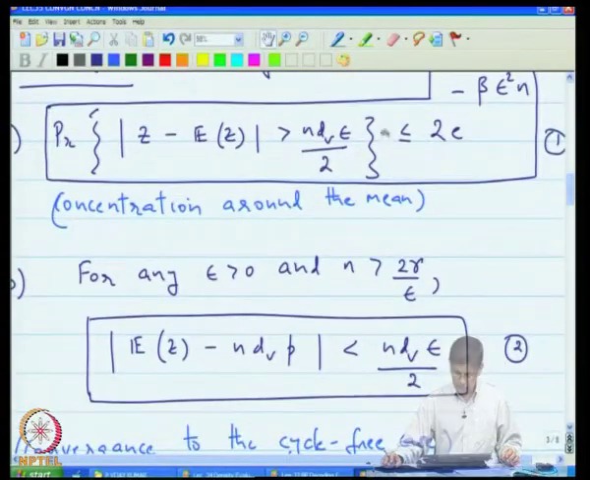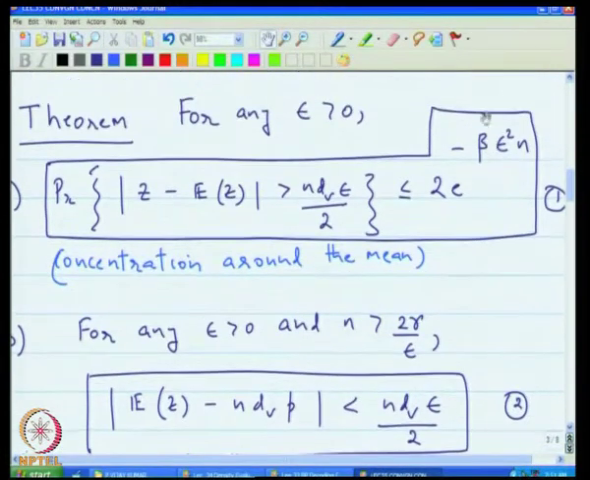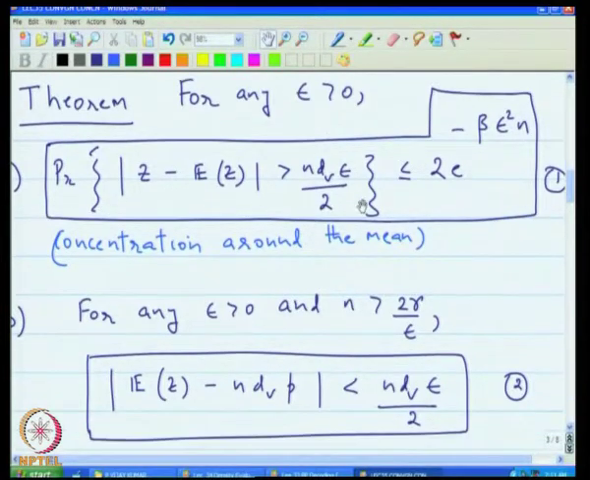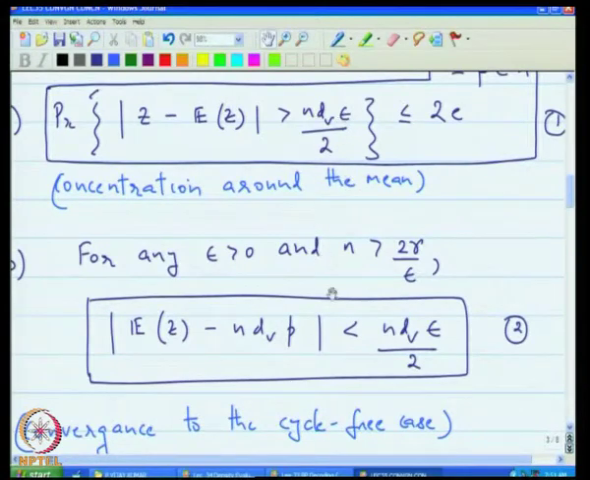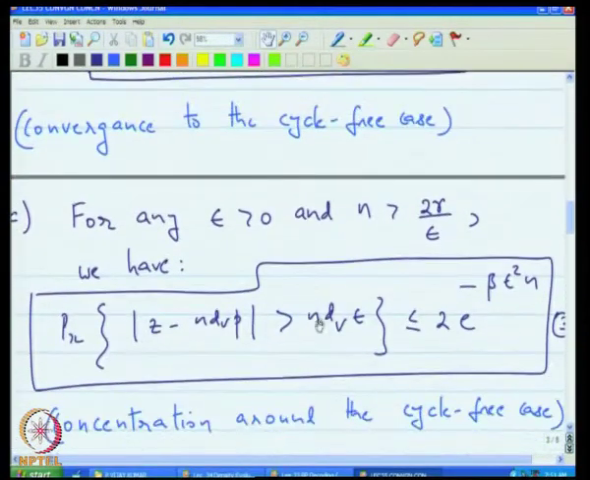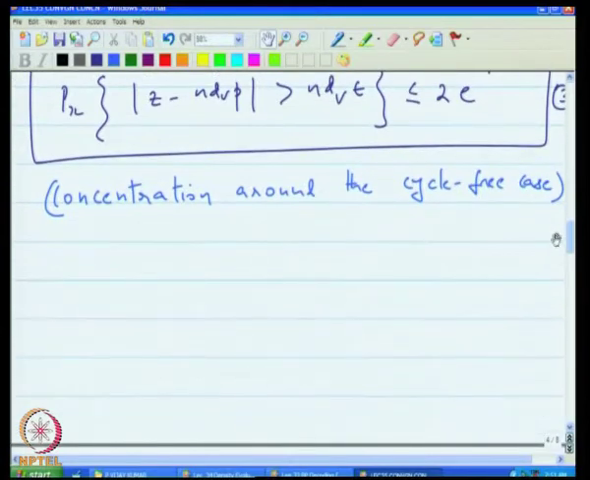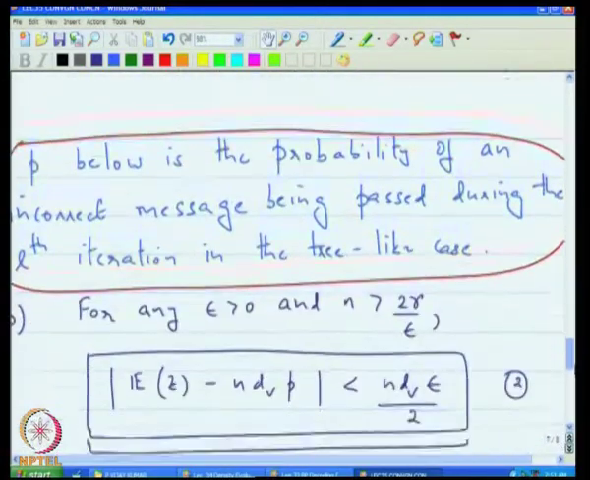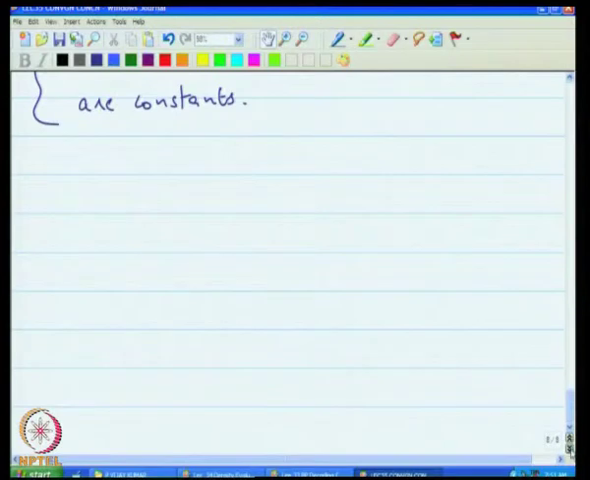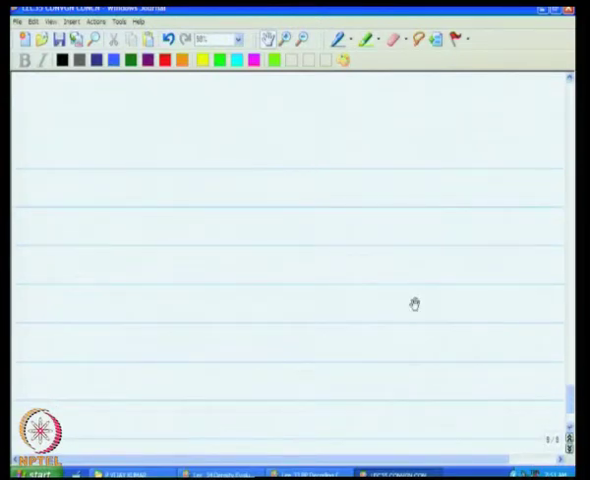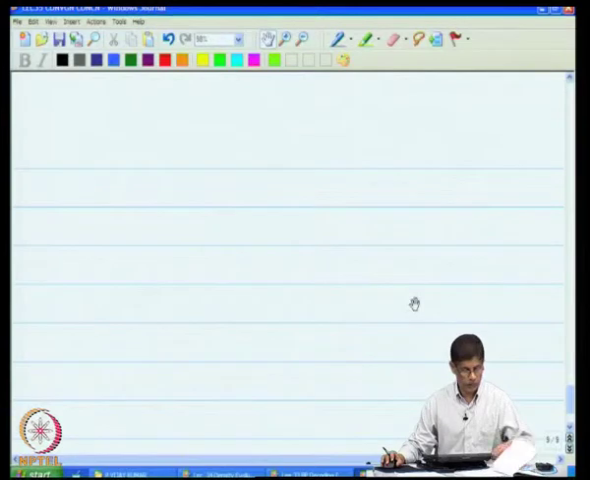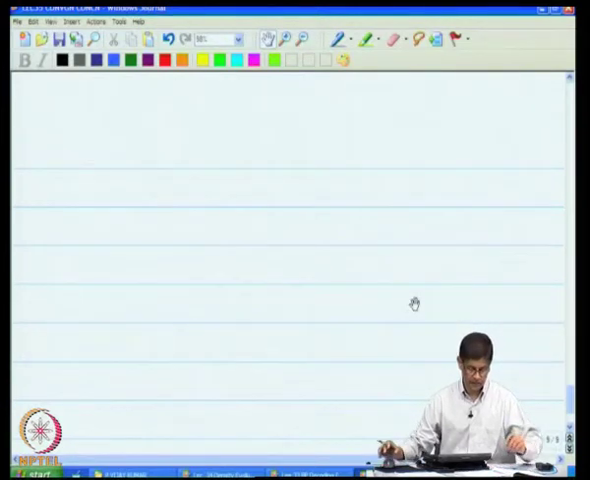You know that beta is a constant, epsilon is a small number that you can choose. Think of it as a very small quantity, n is the length of the code, z is the number of incorrect messages, and dV is the degree of the variable node, and again here you have some of the same variables appearing. The only other thing that I would like to explain is that I am saying that you are averaging over the ensemble of dV dC regular codes. So, what exactly does that mean?